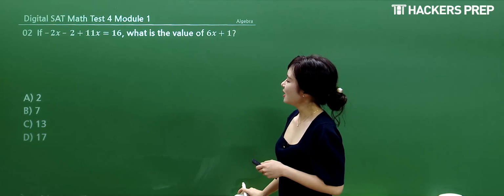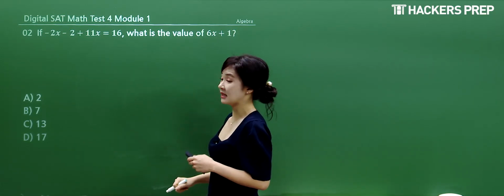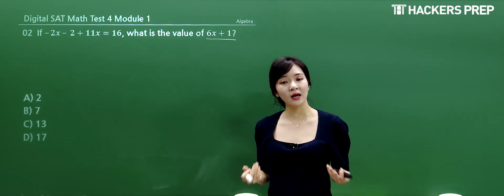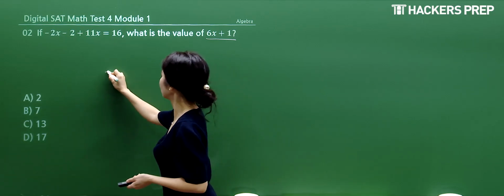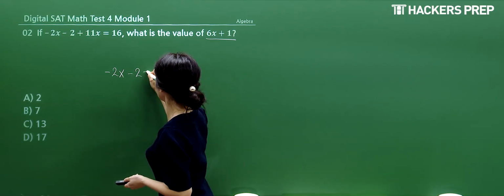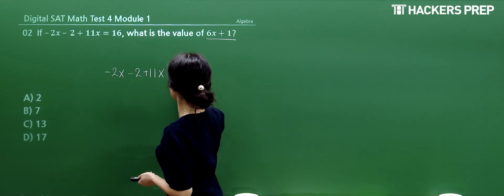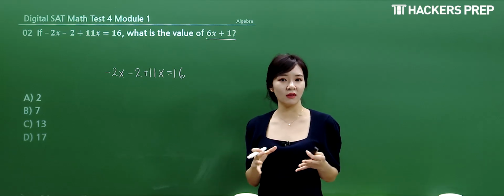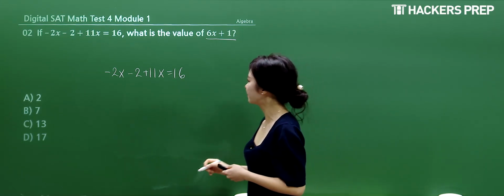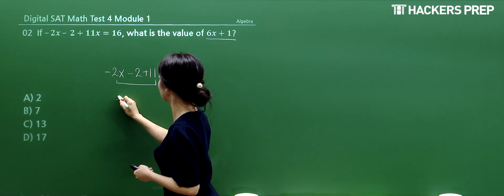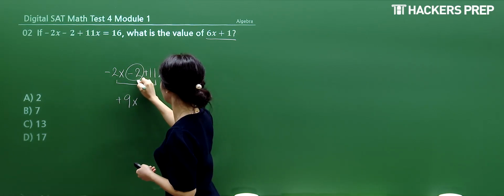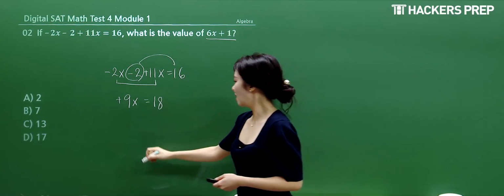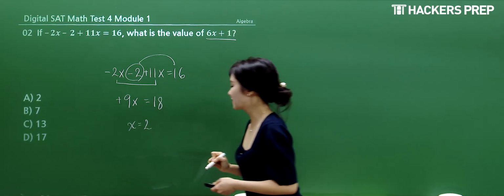Question 2. If minus 2x minus 2 plus 11x is equal to 16, what is the value of 6x plus 1? Again, let's solve for the value of x. Starting with what's given in the first part of the question, let's combine all the like terms and get all the constants on one side. So there we have it, and this yields an x value of 2.